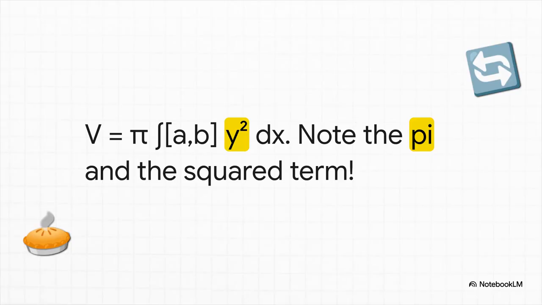And here's the magic formula to do it. It looks pretty similar to our area formula, but you'll notice two key differences. First, there's a pi out front, which makes sense, right? We're rotating things in circles. And second, notice that we're integrating y squared, not just y. That's because what we're really doing is adding up the volumes of an infinite number of tiny, paper-thin circular disks.